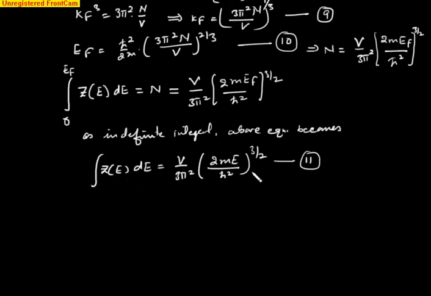And on differentiation, if we differentiate this with respect to E, then we will find that the energy density Z(E) will come out to be V over 3 pi square times 2m over h square. Here E is the variable, so outside we will get 3 by 2, and the differentiation of that will give E to the power half. And this gives the density of states and can be plotted as a function of energy.